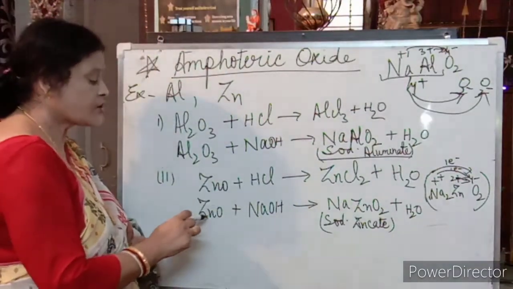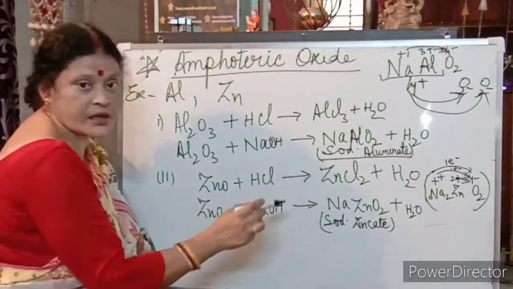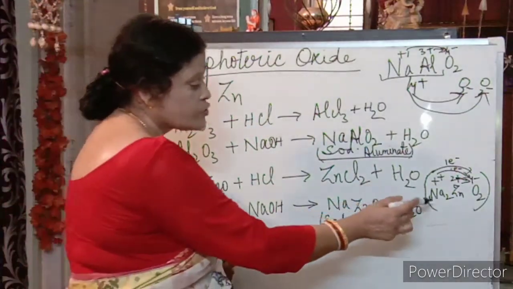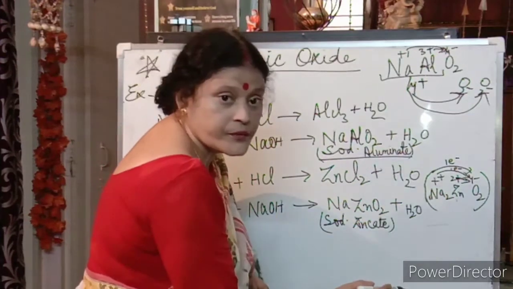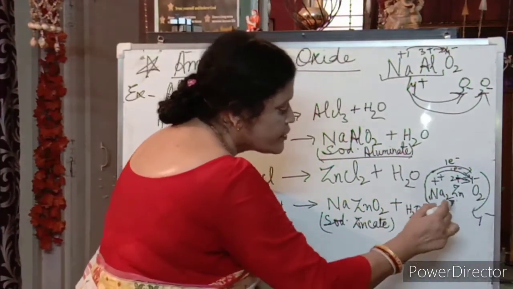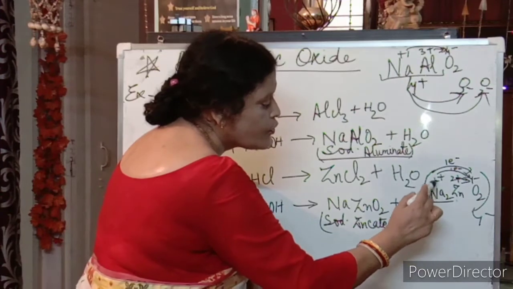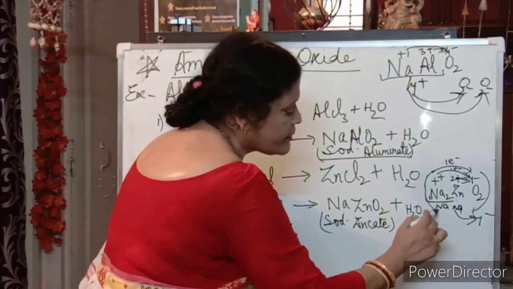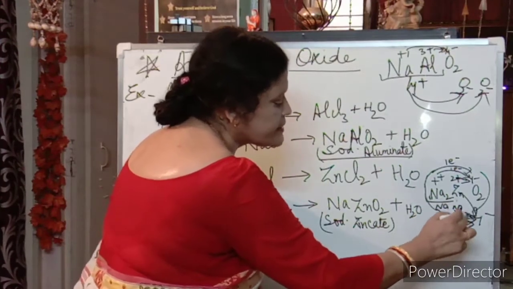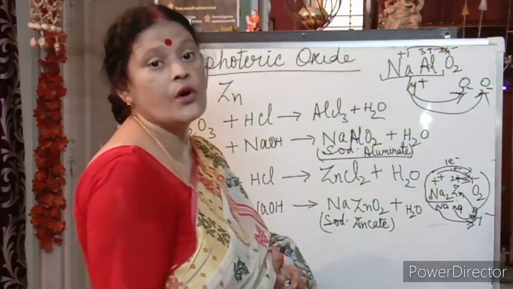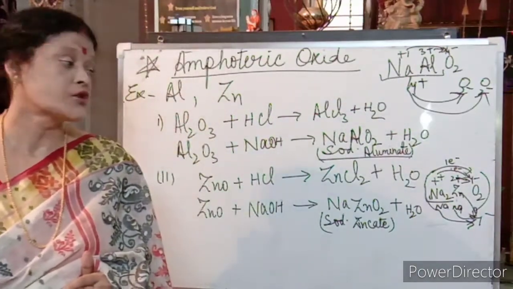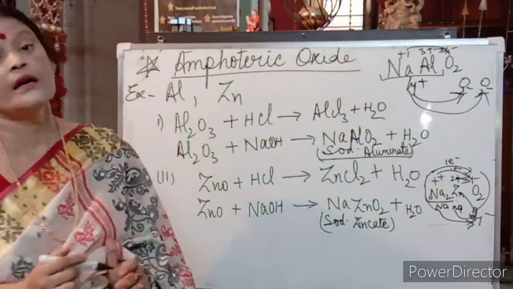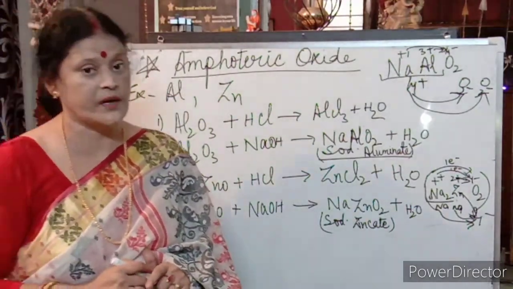Here, zinc oxide plus acid will form zinc chloride. Zinc oxide plus base forms sodium zincate. Again, sodium 1, zinc 2. Oxygen needs 4 negative. So we will take sodium 2, that is sodium and sodium. Sodium will give 1 electron each and zinc will give 2 electrons. So oxygen will get 4 electrons. So, Na2ZnO2. Clear, students? This is amphoteric. Definitely one question comes from this part.